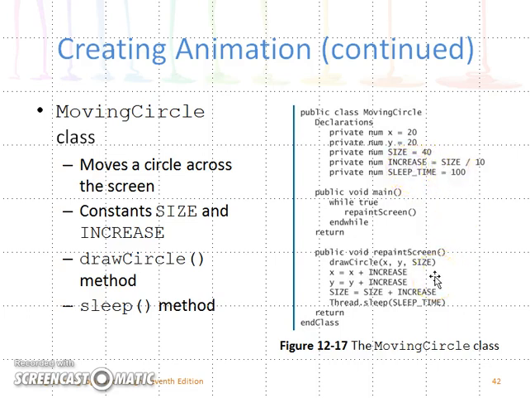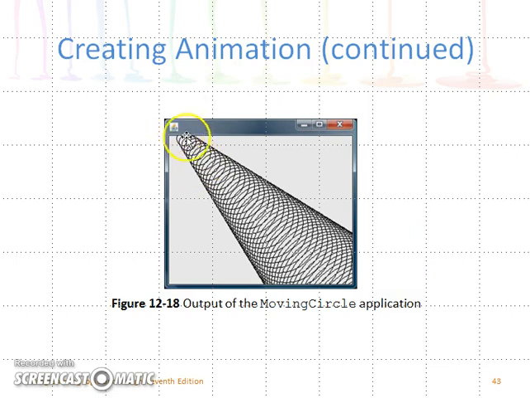So it draws a new circle more to the right, further down, and a little larger. More down, more to the right, further down, and a little larger. The effect is a moving circle that leaves a trail of smaller circles behind as it moves diagonally across the screen.